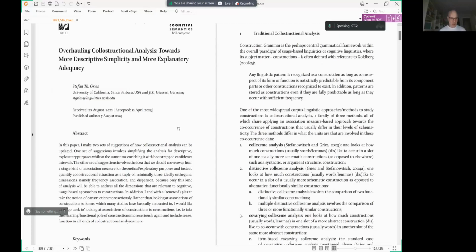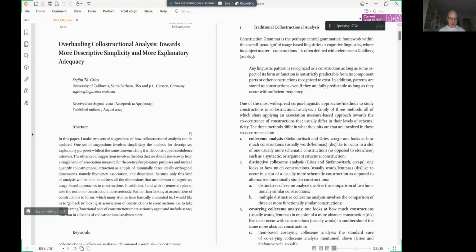The paper is called Overhauling Collostructional Analysis: Towards more descriptive simplicity and more explanatory adequacy. When it comes to reading this, I would, of course, as everybody, I guess, recommend that you read the abstract first. And so we'll do that. Then I'll switch to the other app to show how I would recommend that people read stuff, and then we'll develop this thing together.